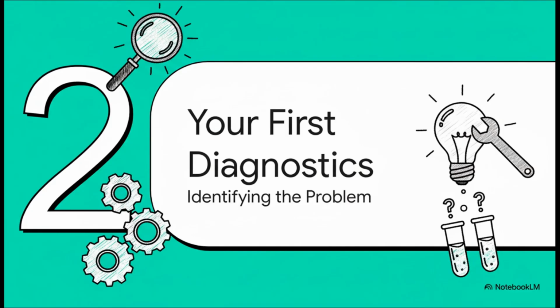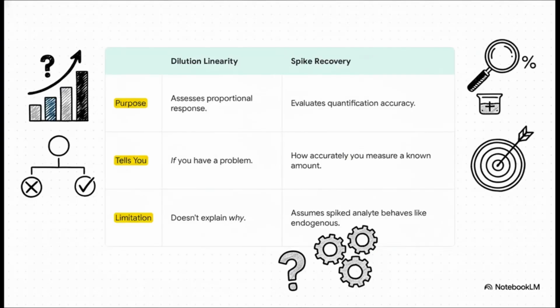Okay, so we're pretty sure we have a problem. How do we even start to diagnose it? Well, luckily, there are two classic go-to tests that really form the foundation of any good investigation. These are your two main tools. Over on the left, you've got dilution linearity. This test basically tells you if you have a problem by checking if the sample behaves predictably as you dilute it. Then on the right, spike recovery tells you how accurately you can measure a known amount of your target when you add it into the sample matrix. But here's the crucial part, and you see it right at the bottom. They are fantastic at telling you that a problem exists, but they can't tell you why.